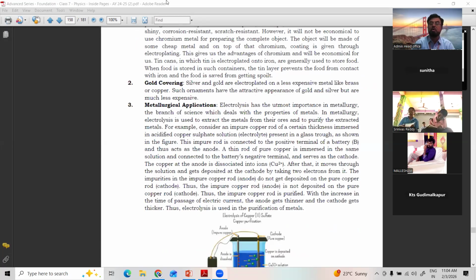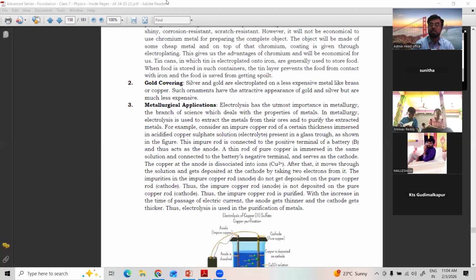Then the second is gold covering. You might have heard of 1 gram gold. What is 1 gram gold? They are coating one metal over the other. Either silver can be coated with gold, or any other chemicals can be coated to make it a 1 gram gold. Silver and gold also can be coated one over the other. That coating is called gold covering. The gold covering is also done by electrolysis, which is the effect of electricity.